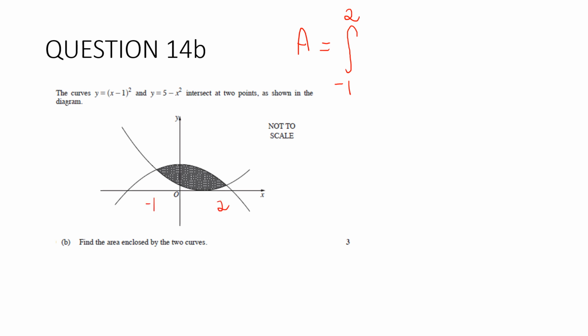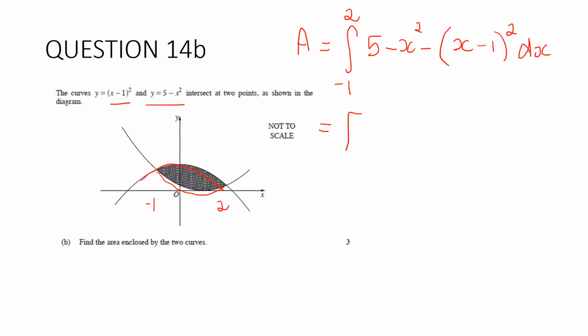And we want the top curve, which is the one that's concave down, so this one, 5 take away x squared, take away the bottom curve, which is this one, (x minus 1) all squared dx. Now, we could expand that all out. Actually, we don't need to. We can integrate it as it is.